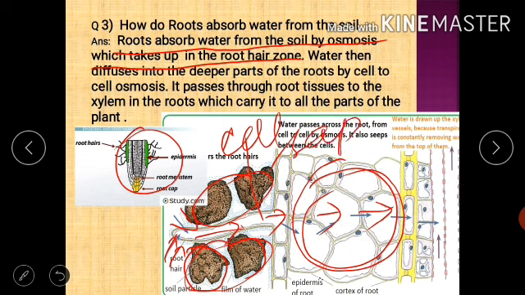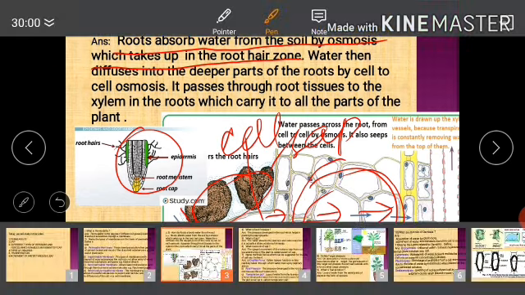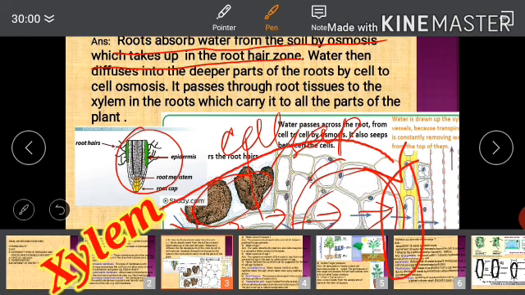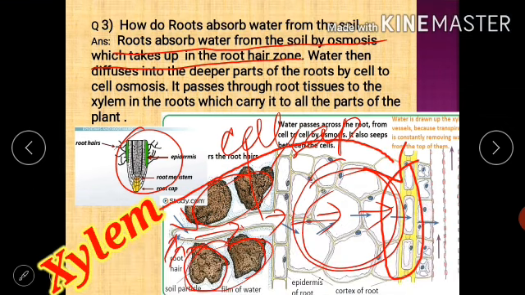And this cell sap, as it moves inwards and reaches the cells which surround the xylem channel, gets accumulated at the basal part of the xylem channel. This xylem acts as a capillary tube, and this salt solution gets accumulated and creates a pressure. That pressure is known as root pressure, and this root pressure helps in pushing the sap upwards.